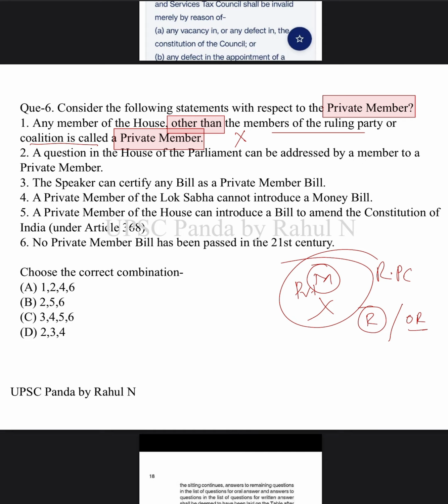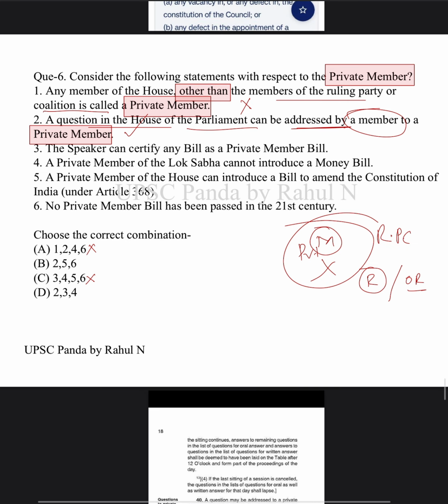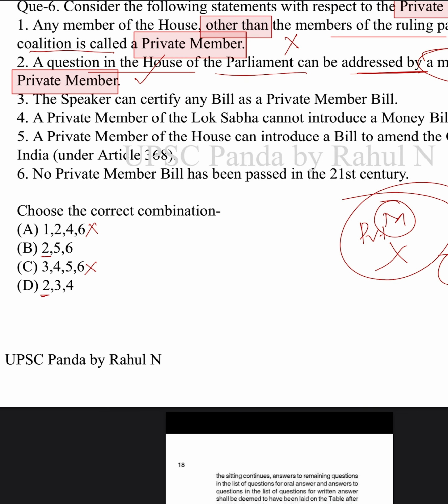So keep the understanding of private member clear. A private member is the one who is not a minister, who is not part of the executive. Even members of the ruling party are not part of the executive if they are not ministers. Okay, so you must have this understanding. So the first is wrong, so your first statement is also wrong. A question in the house of the Parliament can be addressed by a member to a private member. Yes, this is true. So the second statement is correct, therefore the third option is wrong because 2 is here only.